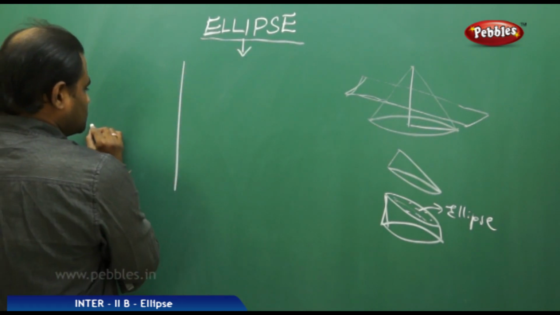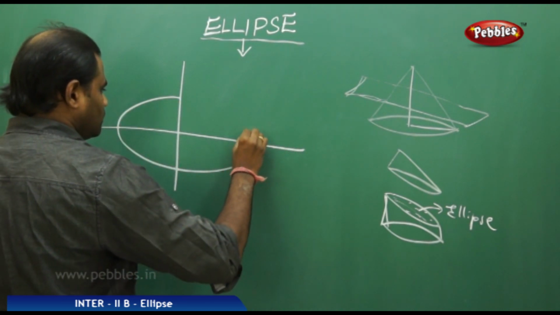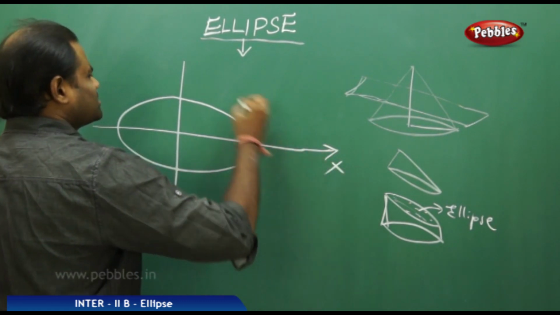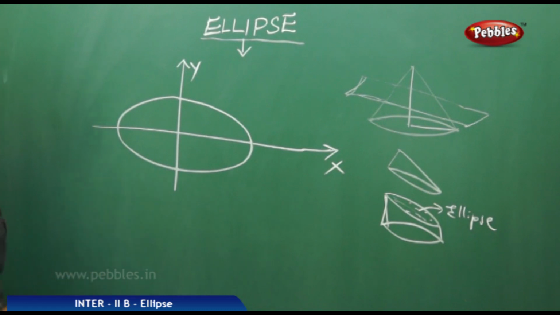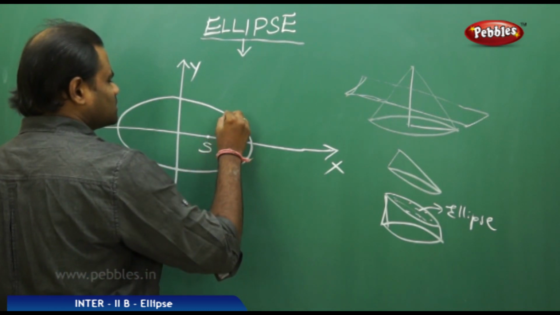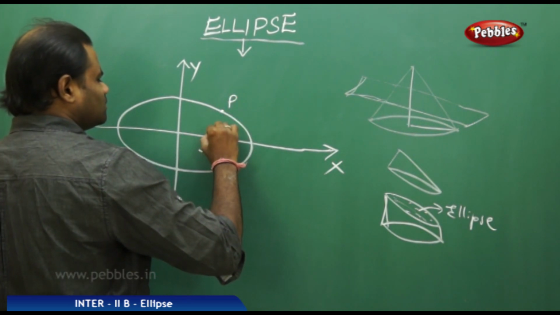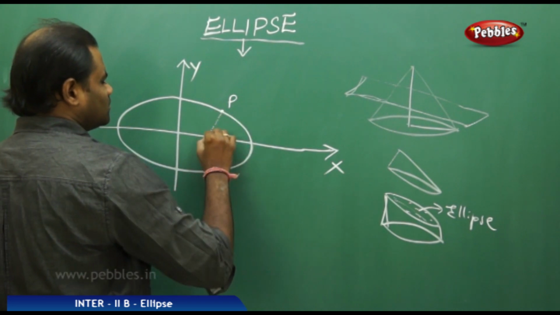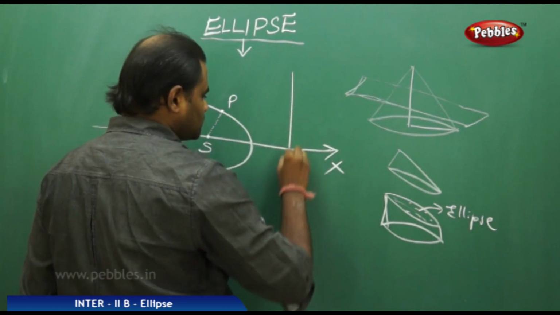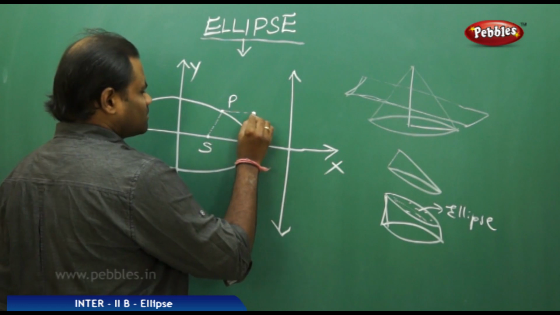The ellipse, which generally looks like an egg-shaped structure, with this being the x-axis and this being the y-axis, we have the focus and the point P, which is given by SP. Now I have a directrix, which is a fixed line for the fixed point S.